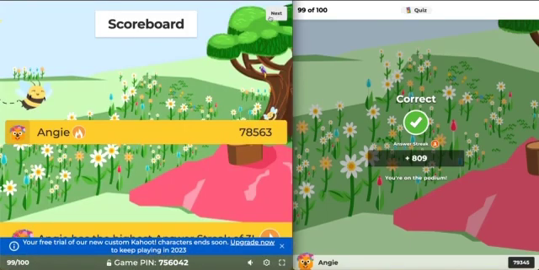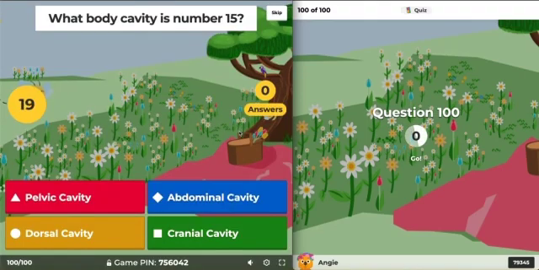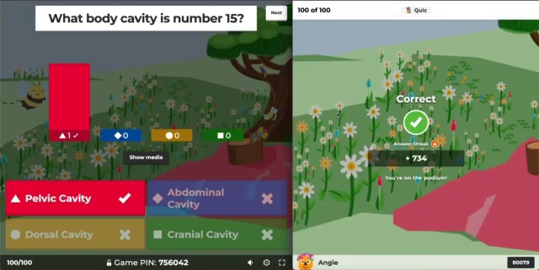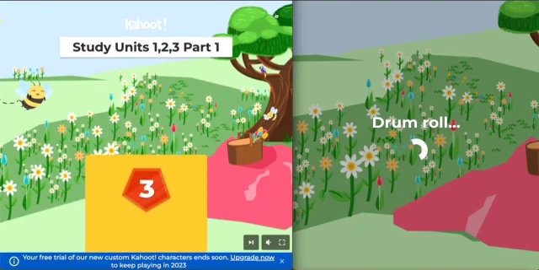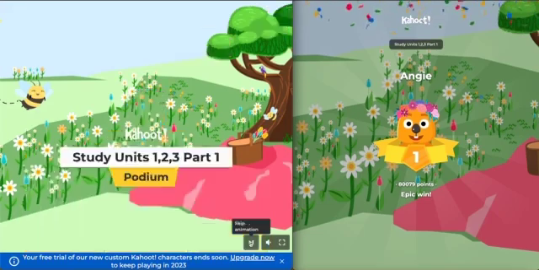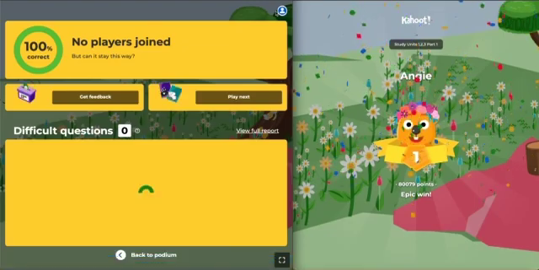And then the last question, what body cavity is number 15? So number 15 is pointing down here. It's pointing down to what we know is over here. It's the pelvic cavity. Okay, now let's go to the next one.